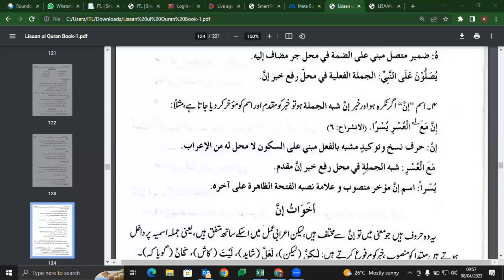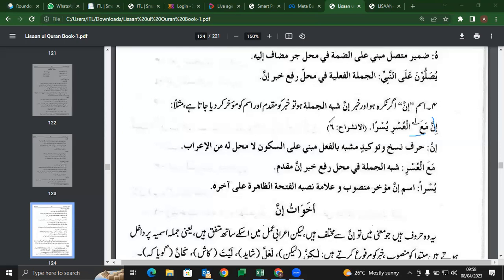Because this word does not match any of those criteria. It doesn't have alif lam before it. It's not the name of some place or somebody. So it doesn't match the criteria of being a ma'rifa, so definitely it is a nakira. So they're saying here, ism inna agar nakira ho or khabar inna shibhu jumla ho. Like in this case, the ism of inna is nakira, and then the khabar is shibhu jumla. Only in this case.